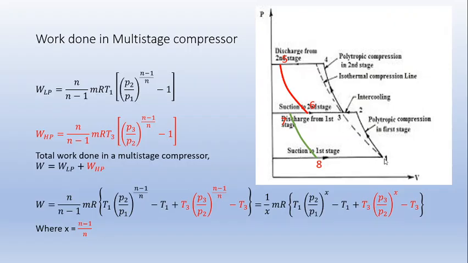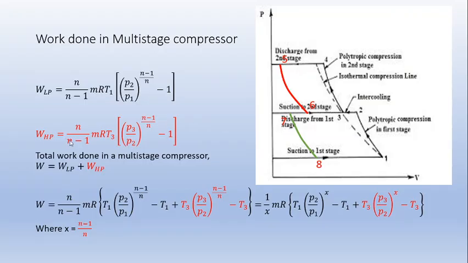In the low pressure cylinder, 1 to 2, then 2 to 7, that is the low pressure outlet from the LP cylinder. 7 to 8 is expansion in the low pressure cylinder. 8 to 1 is suction in the low pressure cylinder. So this is the correct PV diagram for a two-stage compressor.